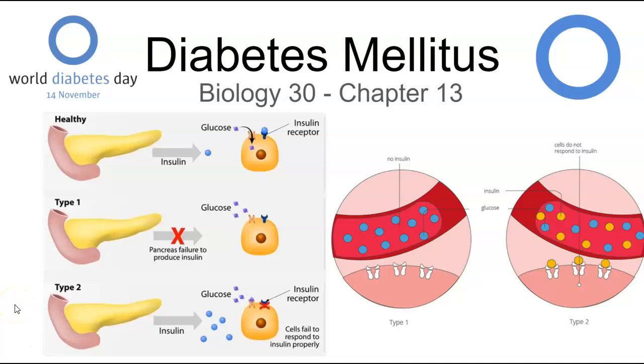Hi there. In this video, we're going to be talking about type 1 and type 2 diabetes mellitus. Type 1 and type 2 diabetes mellitus is something that's related to the production of insulin and the pancreas. So we're going to be talking all about it today and the differences between those two types.